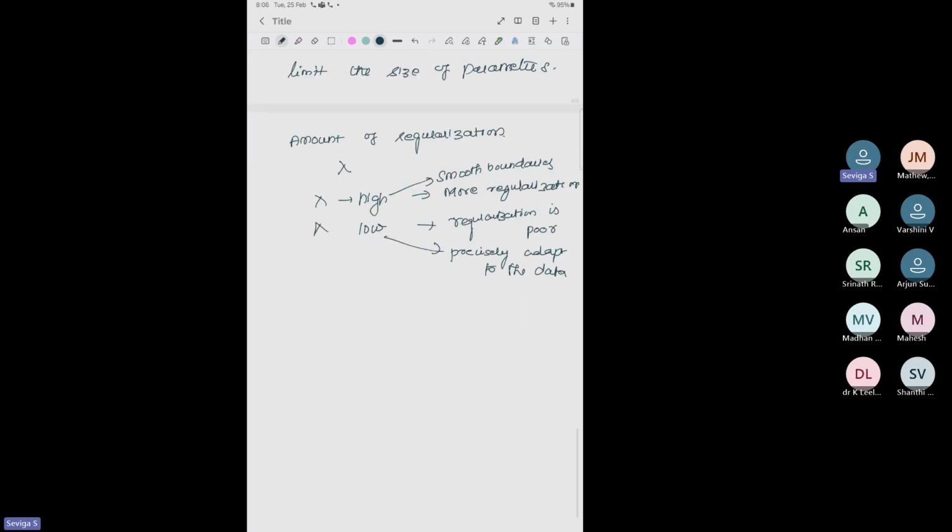Apart from this, there are two additional specialized regularization techniques. One is called dropout. What does dropout mean? We temporarily disconnect some of the elements from the network so that we can force the other elements in the network to participate.